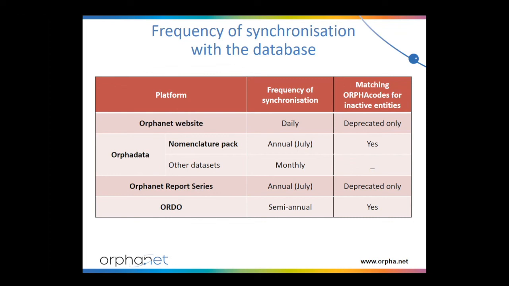So as a general recommendation, if you use any of these tools for patient coding and feel that an ORPHAcode is missing, do a quick check on the Orphanet website, which is synchronized daily, in case the entity you are looking for has been created recently. Of course, if you still cannot find it, you can contact us. You can find all matching ORPHAcodes available for inactive entities in the nomenclature pack and Ordo. And the Orphanet website and the Orphanet report series list only include the matching code for deprecated entities.